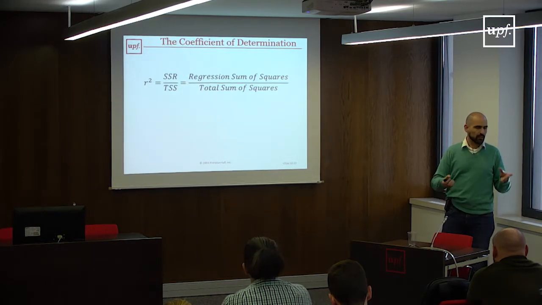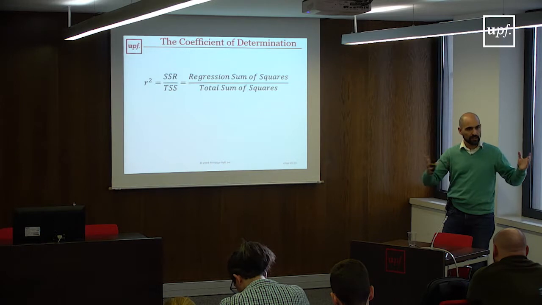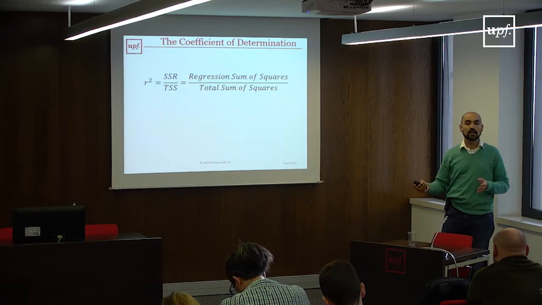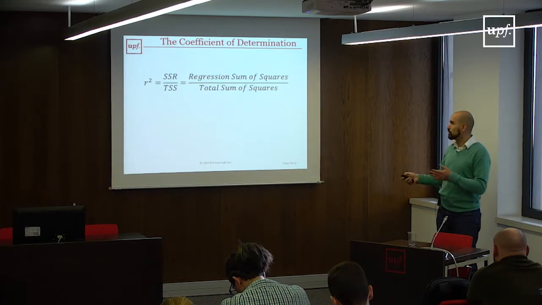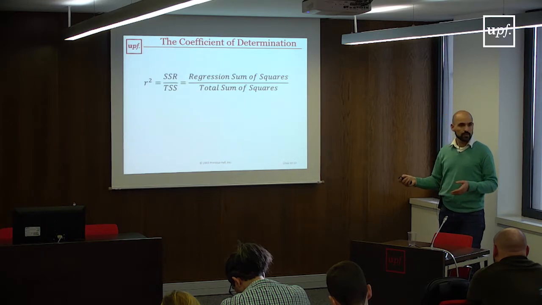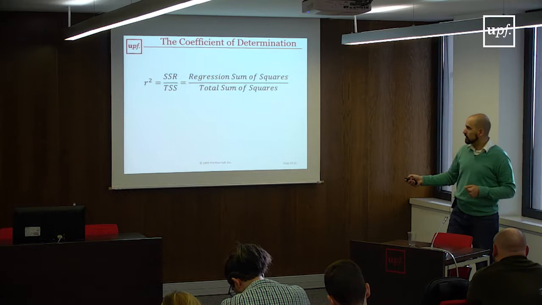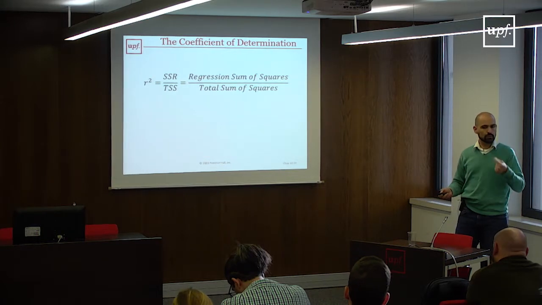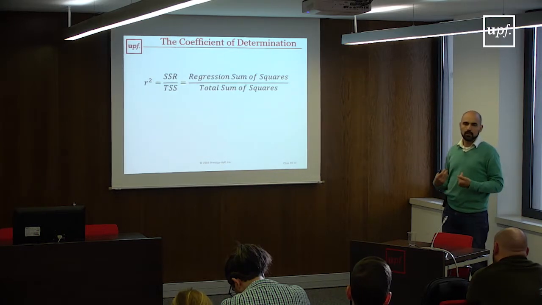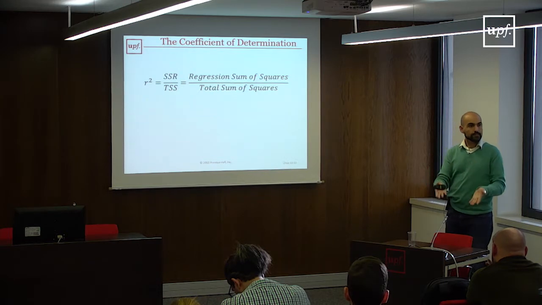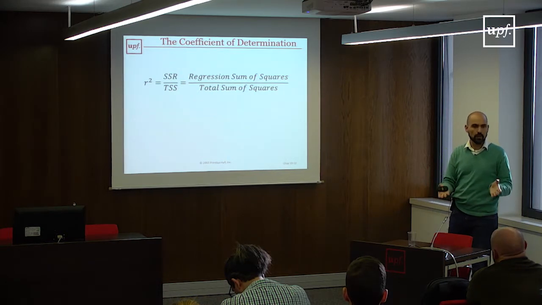Clearly, if all the variance of my experiment is explained by the regression, it means the error is very, very small, so this R square will be very close to 1. It means that my model is explaining the distribution very well.